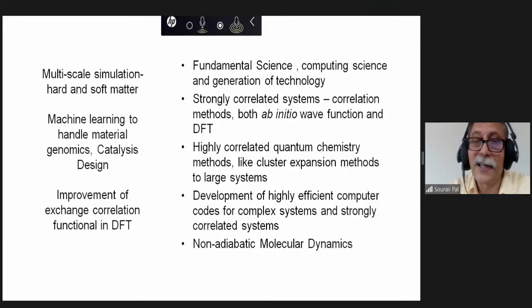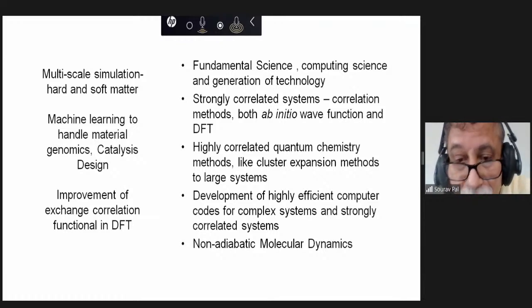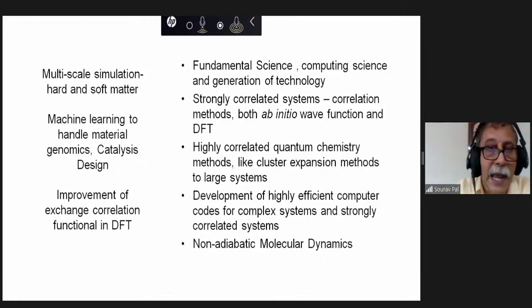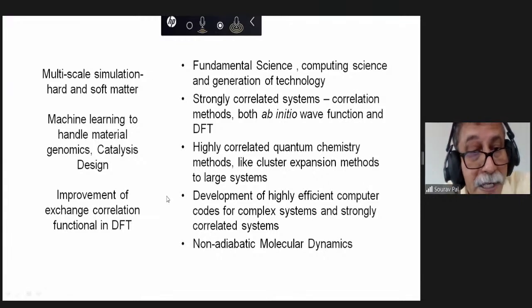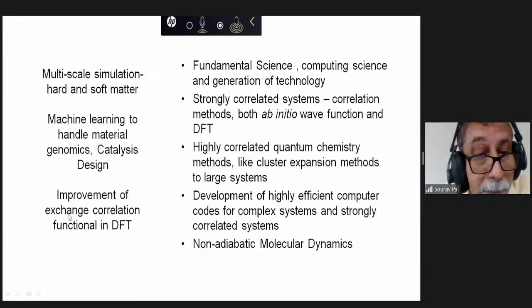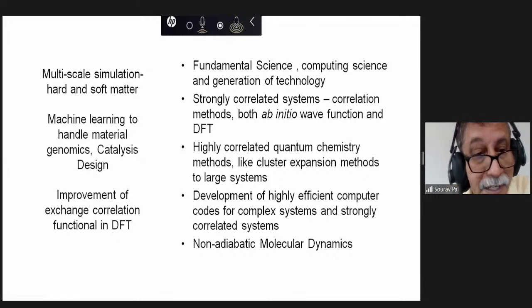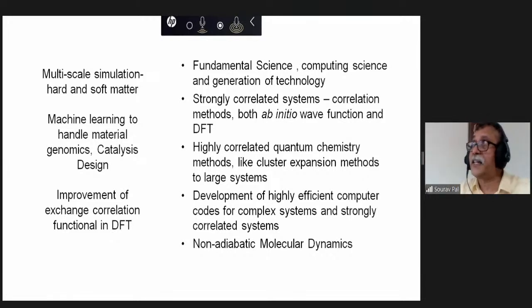That is very important. There are, of course, challenges in terms of theory, which I've listed down, including non-adiabatic molecular dynamics. I think the next talk is probably going to focus on that, I'm not sure. In the context of DFT, I have put down improvement of the exchange correlation functional, because this is not a question of just a computer problem. This is really a theoretical problem. So you must, of course, have theory.